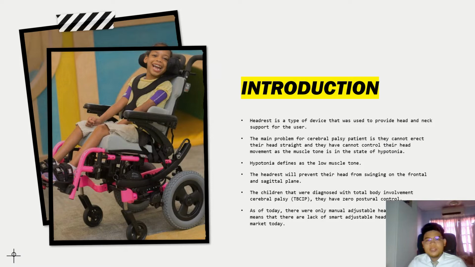Right. So first of all, let's do the introduction. So what is a headrest? A headrest is a type of device that is used to provide head and neck support for the user. And obviously, for this case, I'll be focusing on cerebral palsy.